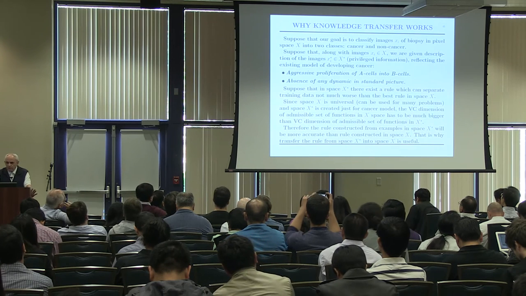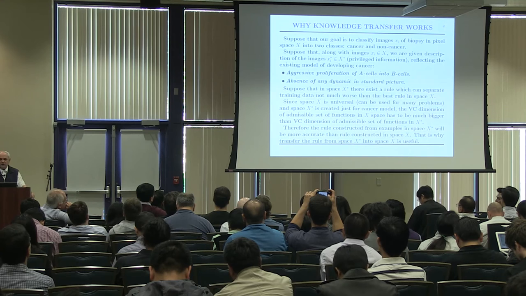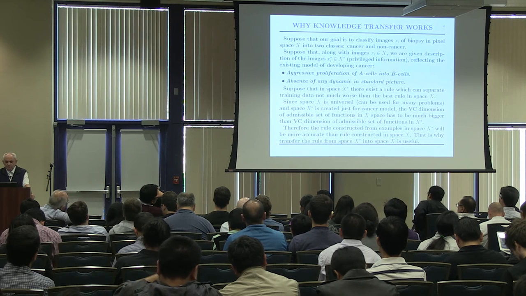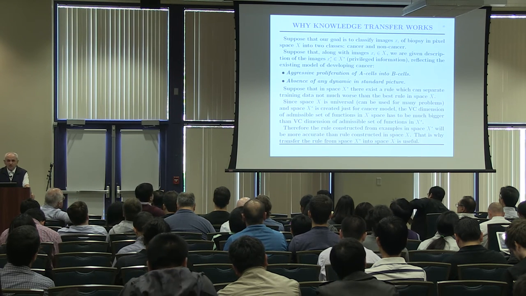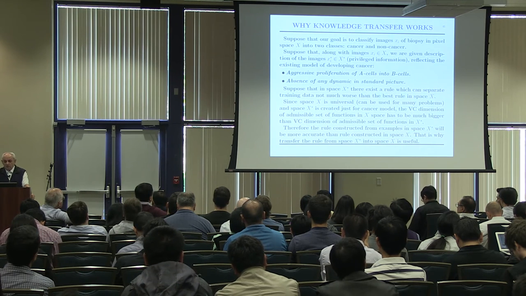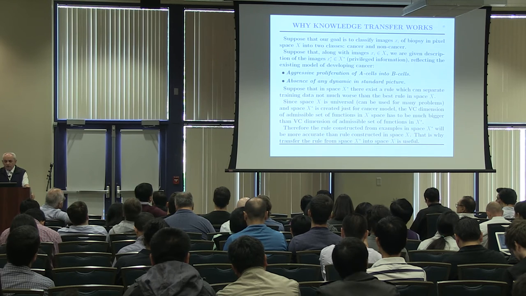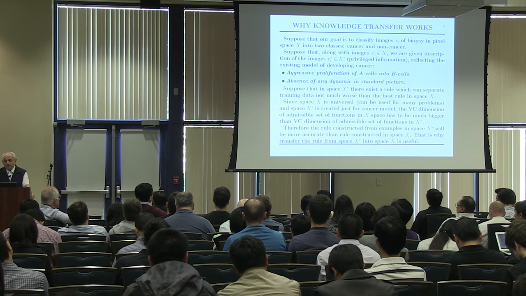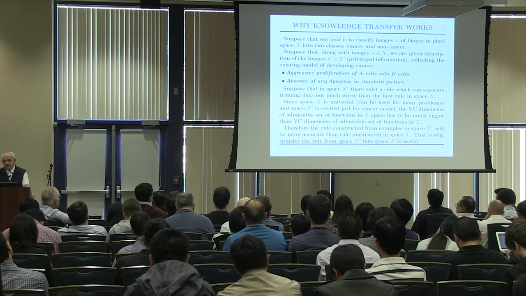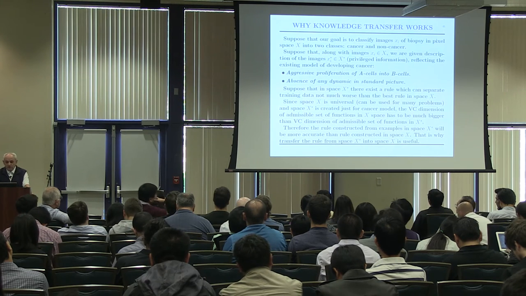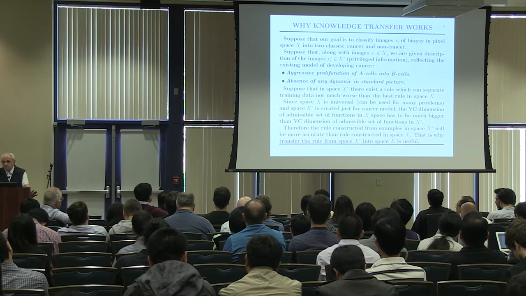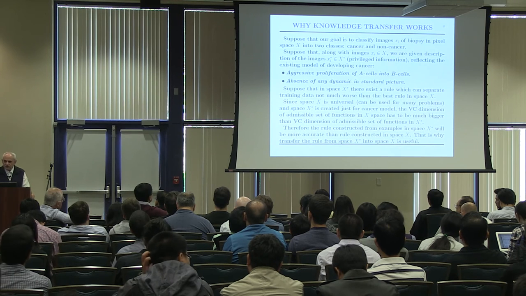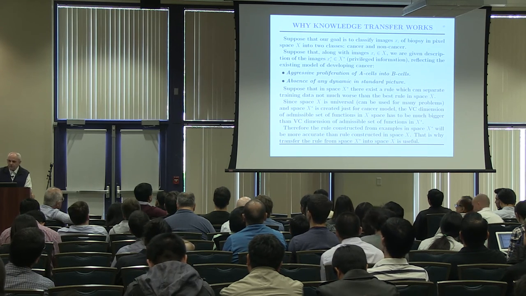You can do that, but before I describe the algorithm, let me give you an idea of what it is. Suppose you would like to classify biopsy images in pixel space X into two classes, cancer and non-cancer. And suppose that with the images X, you are given a description of the images by a pathologist. He looks at this and says, aggressive proliferation of a cell of type A into cell of type B. Or he would say, absence of any dynamic in the standard picture. It is a completely different language. It is the language of a person who knows the mechanism and describes what is going on, but you are looking at the pixel space.